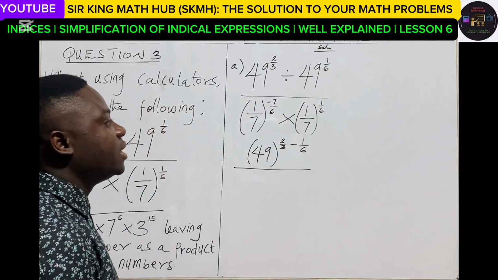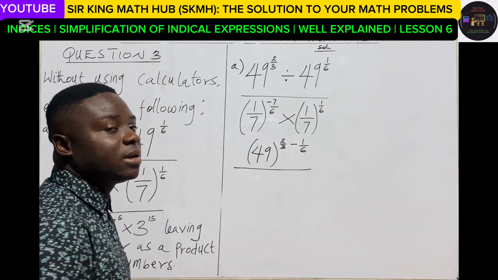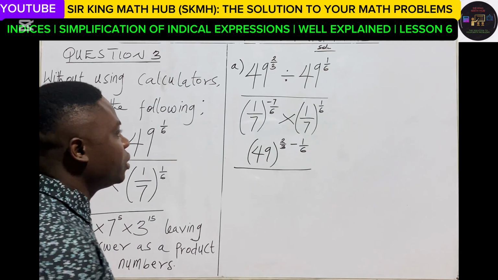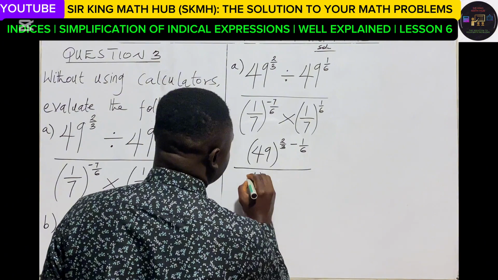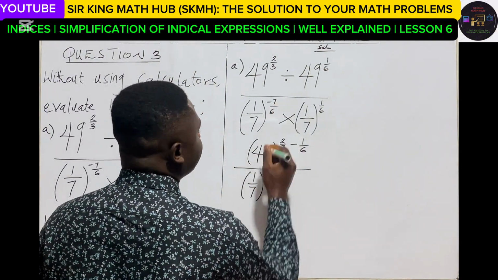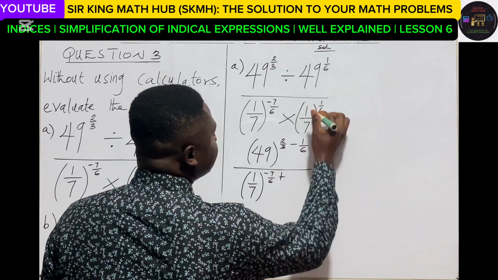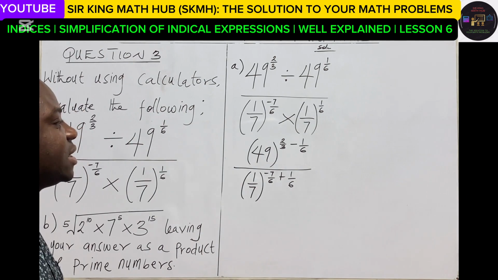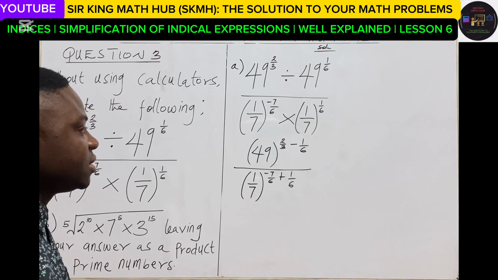And also for the denominator, we see that the bases are the same, but this time they are multiplying. And anytime the bases are the same and they are multiplying, what do you do? We write one of the bases. So 1 on 7. And what do we do to the index? We add the index. So the first index minus 7 on 6 plus the second index 1 on 6. Now the next thing is that we are going to simplify the indices or the exponents.